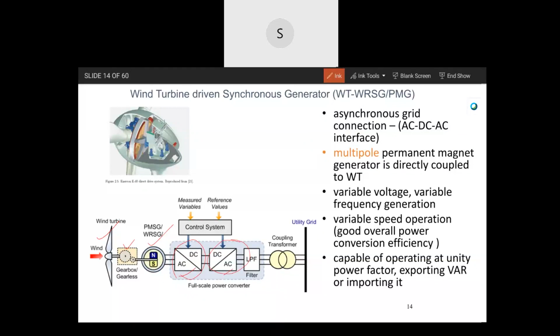This is the permanent magnet generator, WT-driven PMG or WT-driven SG. So here, it's interesting to note that it's a synchronous machine, and the synchronous machine is asynchronously connected with the grid. Previously, the asynchronous machine, that's the induction machine, was connected synchronously with the grid. So that is the grammar here for the wind farms: synchronous machines will be asynchronously connected and asynchronous machines will be synchronously connected. Anyway, if you use a multi-pole permanent magnet generator, then the gear can be avoided. So to reduce the gear and the gear losses, this technology came in, and the efficiency further improves.